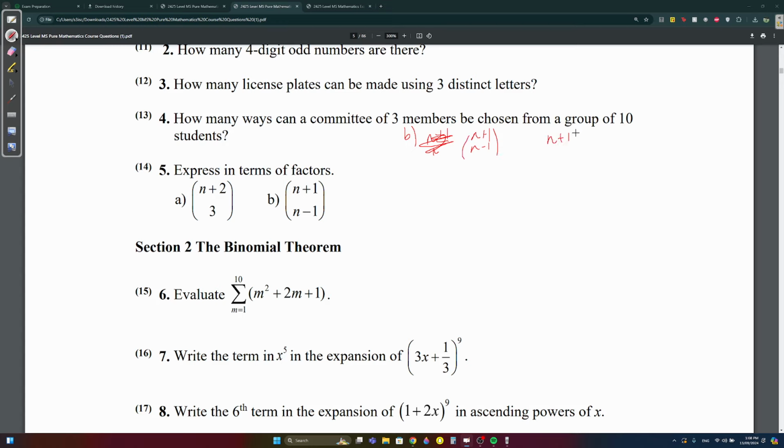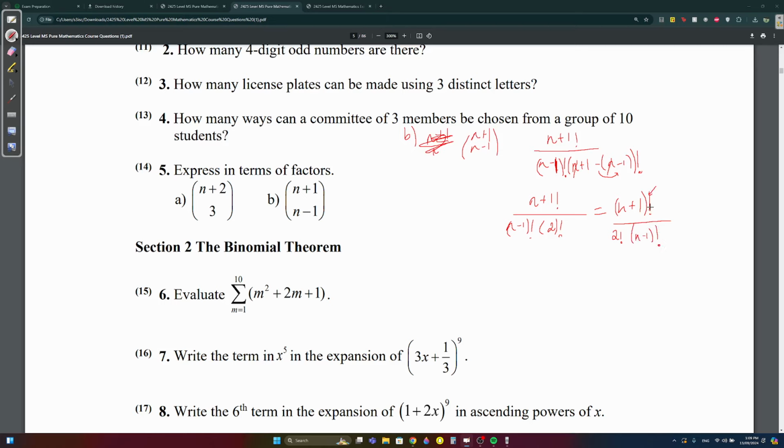Okay, this is equal to (n plus 1) factorial over (n minus 1) factorial times (n plus 1 minus (n minus 1)) factorial. Realize how you have to distribute the minus into the whole thing. So it's going to be (n plus 1) factorial over (n minus 1) factorial, and n minus n cancels, 1 minus minus 1 is 2 factorial. So it's (n plus 1) factorial over 2 factorial times (n minus 1) factorial.